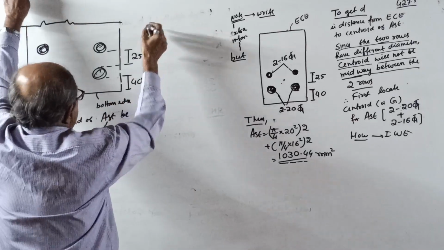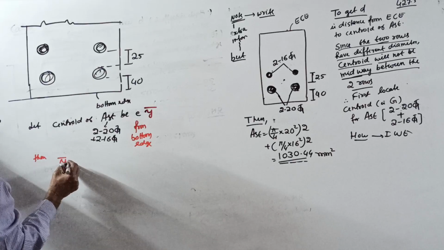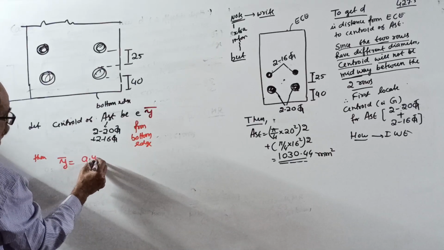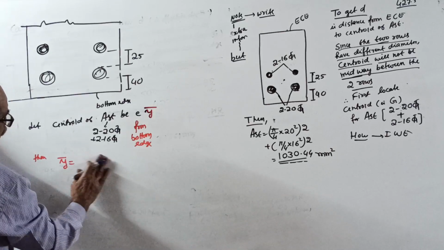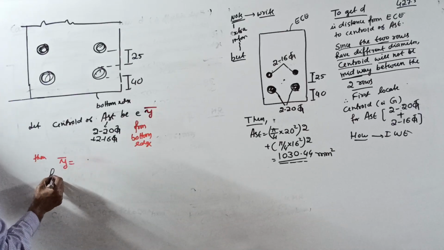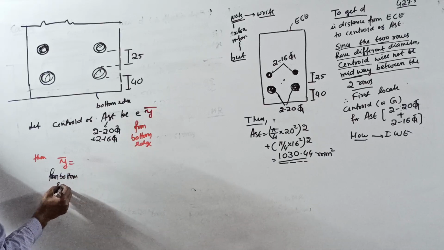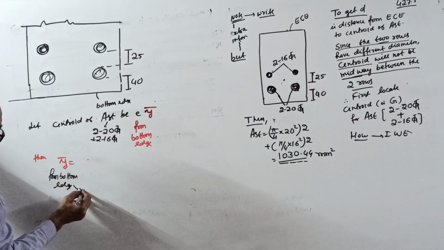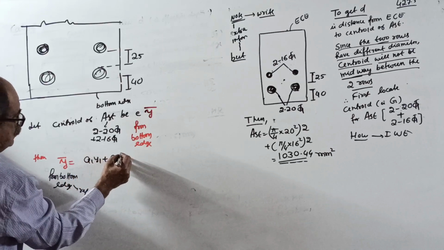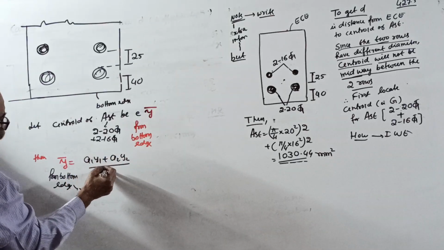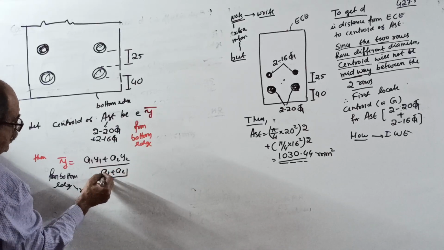Then the formula. Y bar equal to A1Y1. I am using red color. This can be black color. Okay. Y bar equal to, Y bar from where? From bottom edge. See, bottom edge. That is the reference. A1Y1 plus A2Y2 divided by 2. Okay, some people write A1 plus A2. A1 plus A2 is the total area.